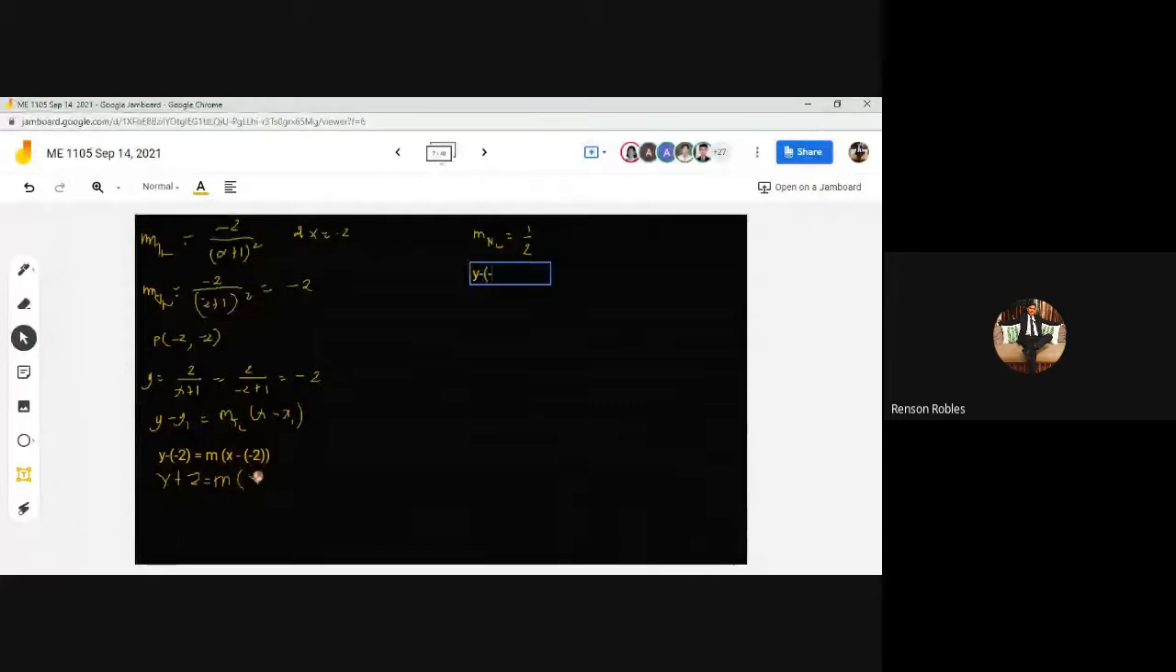-2 equals, and the slope, you can just replace m. What is that, Ronald? M. Palitan mo na siya ng 1/2. Okay? Times x minus -2. Then it will become y plus 2 equals 1/2 times x plus 2.